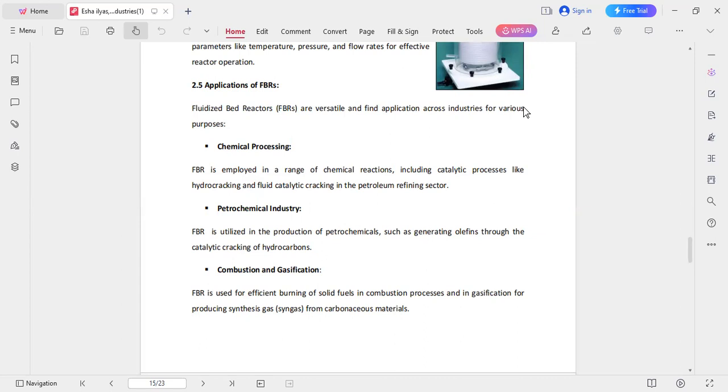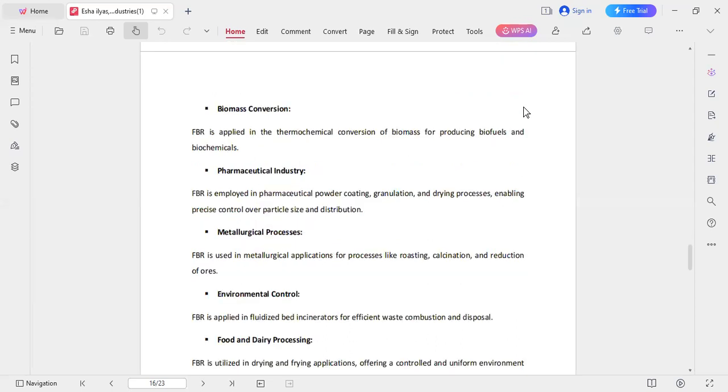Number two, petrochemical industry. Fluidized bed reactors are utilized in the production of petrochemicals such as generating olefins through the catalytic cracking of hydrocarbons. Number three, combustion and gasification. Fluidized bed reactors are used for efficient burning of solid fuels in the combustion process and in gasification for production of synthesis gas from carbonaceous materials. Number four, biomass conversion. Fluidized reactors are applied in the thermochemical conversion of biomass for producing biofuels and biochemicals.